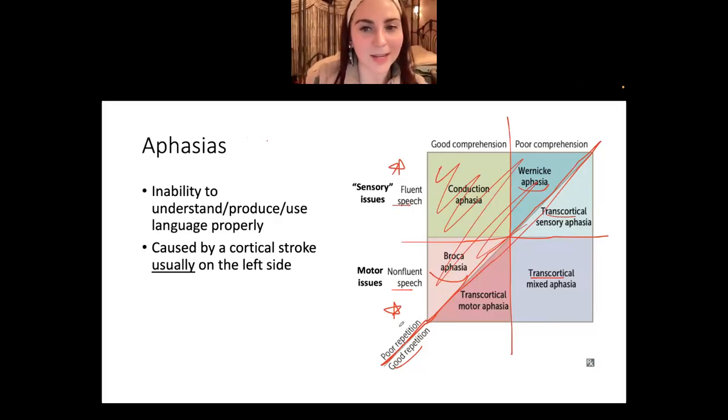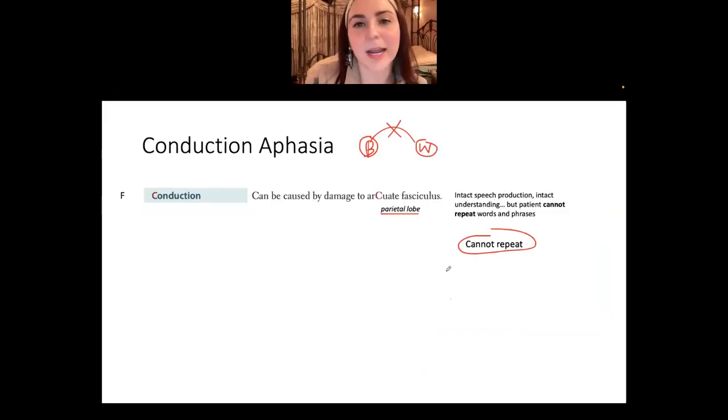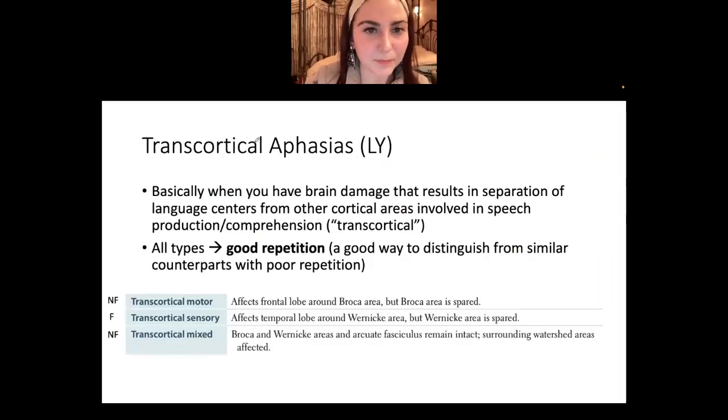Usually repetition gives it away, because if they can't repeat, it's really only three things. Then you can figure out, okay, is there a problem with speaking? Is there a problem with understanding? Or is it an arcuate fasciculus lesion?